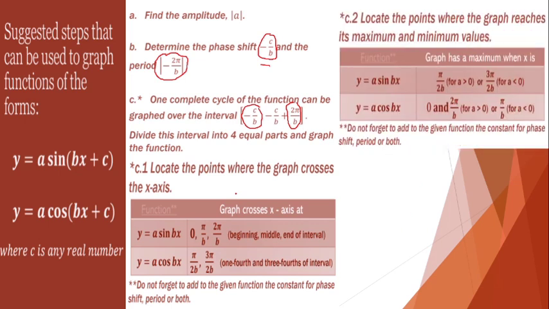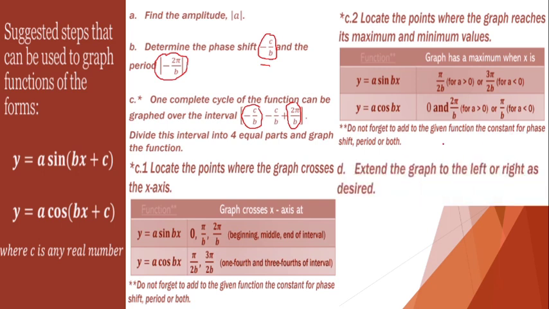Next, locate the points where the graph reaches its maximum and minimum value. Kapag positive si A, kapag sine, ito, kapag cosine, ito. Kapag negative si A, ito kapag sine, ito kapag cosine. So again, do not forget to add to the given function the constant for phase shift, period, or both, and extend the graph to the left or right as desired.